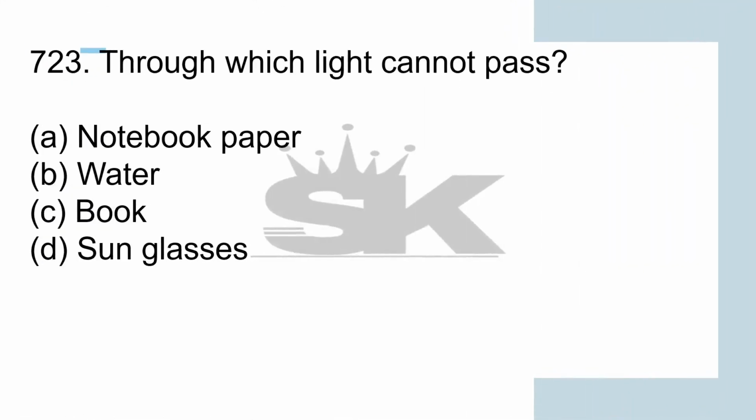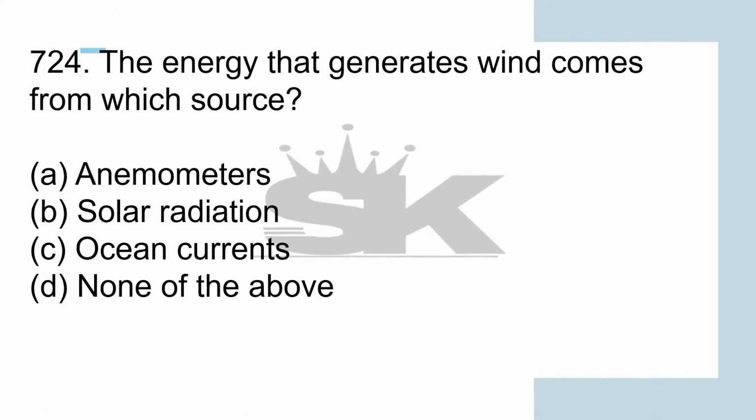Through which light cannot pass? That is book. Through the book, the light cannot pass, right. The energy that generates wind comes from which source? So here the answer is solar radiation. Wind is nothing but moving air. It is caused by uneven heating of the Earth's surface by the sun. Hence the energy that generates wind comes from solar radiation.